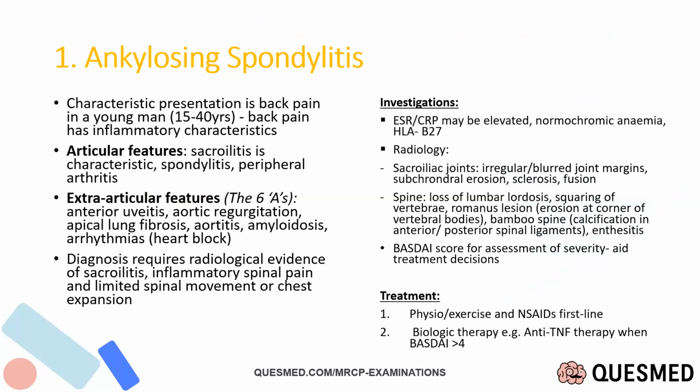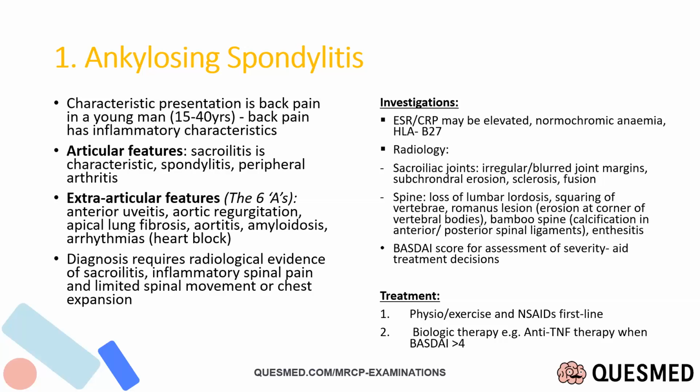So ankylosing spondylitis. So this is characteristic for young men to get. They often have the back pain, which I described with those inflammatory features. And thinking about the articular features, so it's sacroiliitis, spondylitis, and they also can get a peripheral arthritis as well.